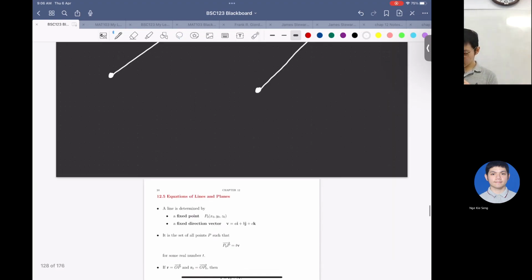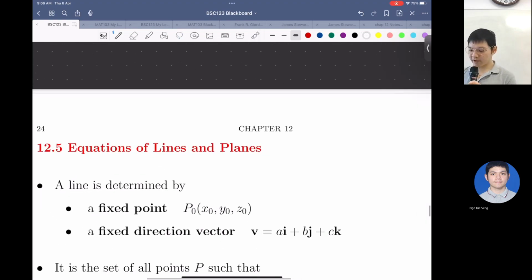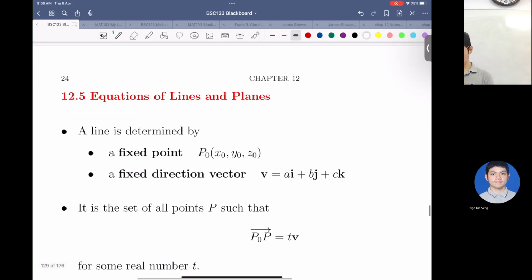Okay. So next, the idea here is a line is determined by a fixed point and a fixed direction of vector. So the set of all points such that the vector P0 to P equals TV for some real number T.